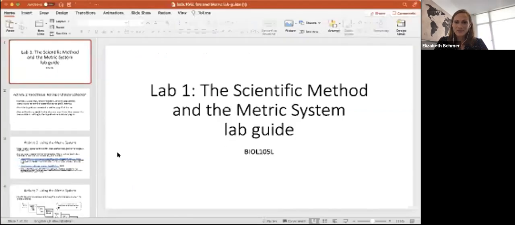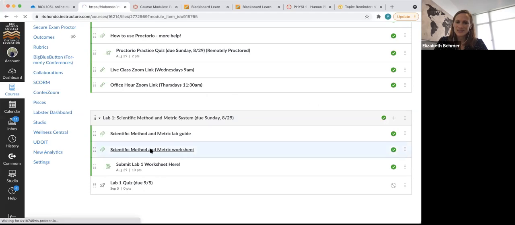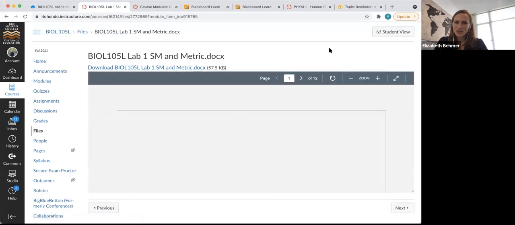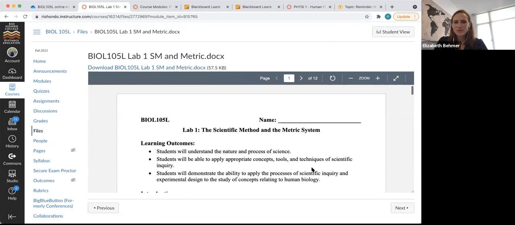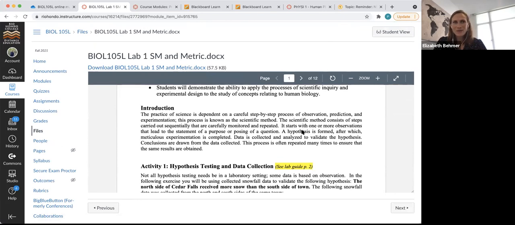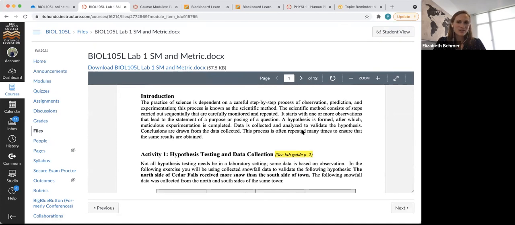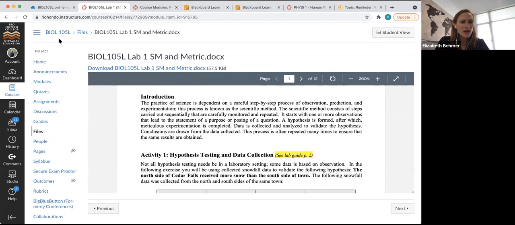For example, I'm going to go back and share the worksheet for a second. If we look at our first scientific method and metric system worksheet, and I scroll down, there are learning outcomes on the worksheet. There's an introduction. During this lab time, when I introduce the lab, I won't read through all the activities together, because even if we were in person, you would be working on this in a group or individually, by yourself.